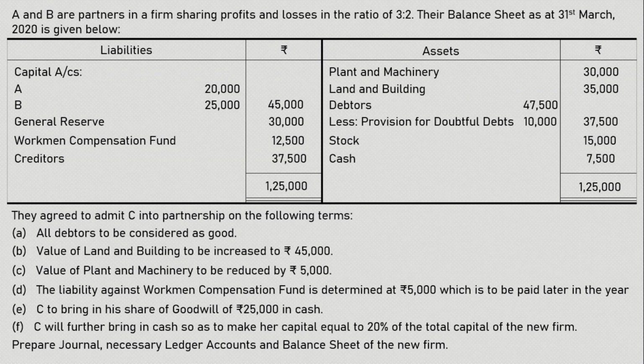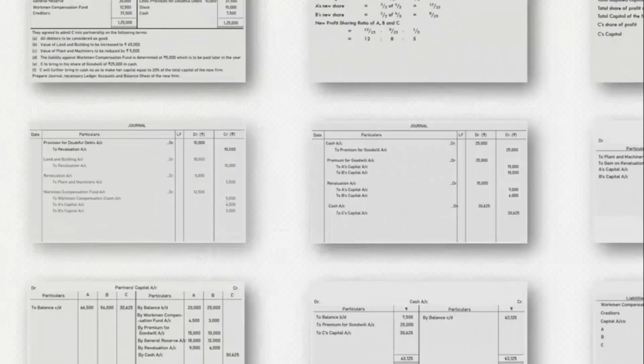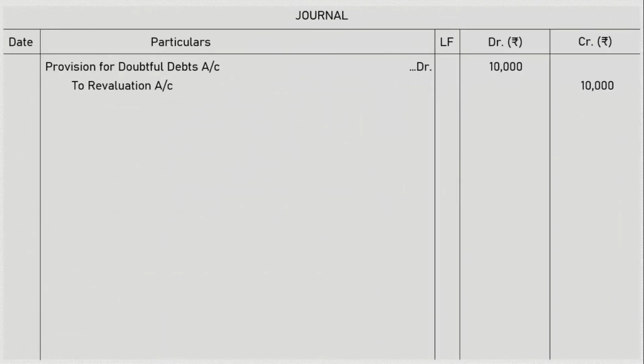Once again, increased to rupees 45,000, which means we have to make land and building from 35,000 to 45,000. So we have to increase land and building by rupees 10,000. Let's increase this. Go to balance sheet. Land and building is our asset. Asset has a debit balance, and to increase debit we debit. So debit land and building 10,000, and as our value of asset is increasing, we are gaining something.